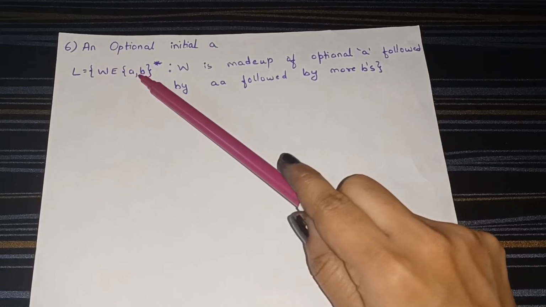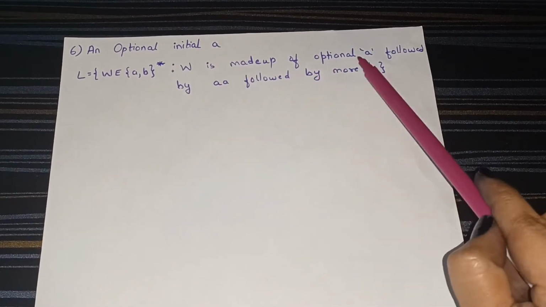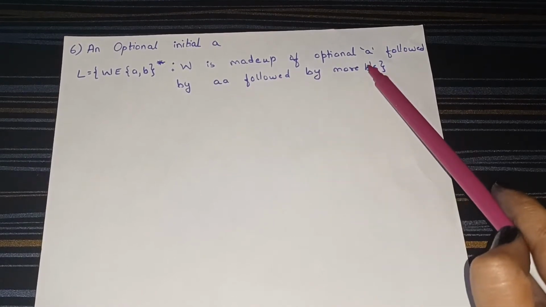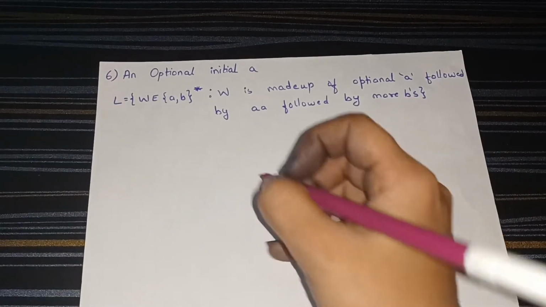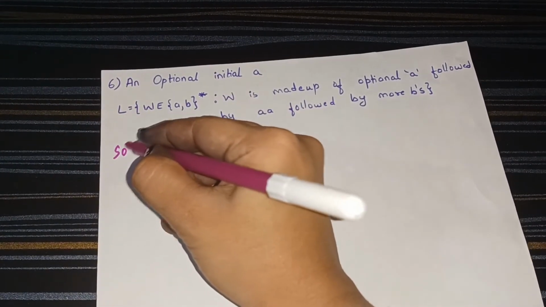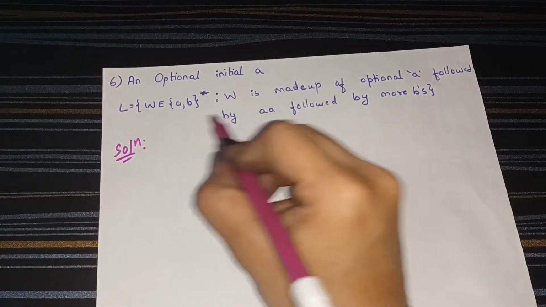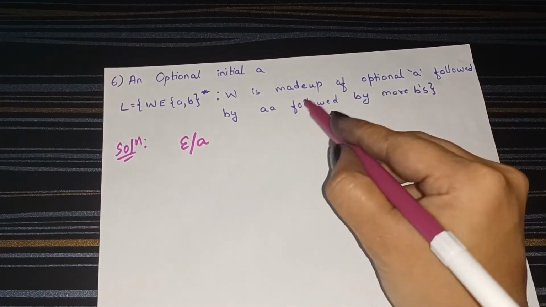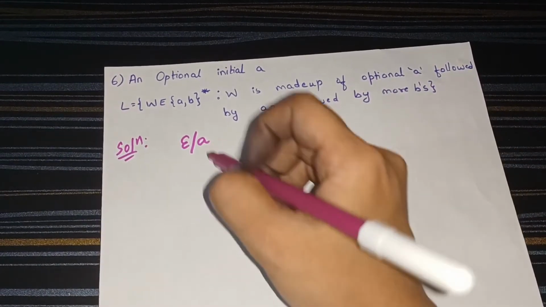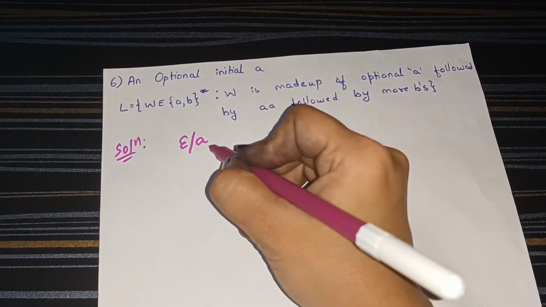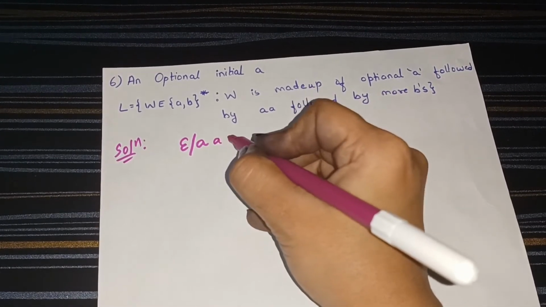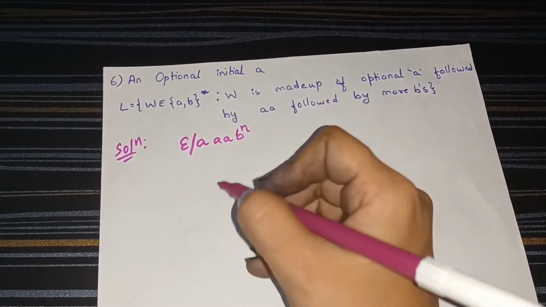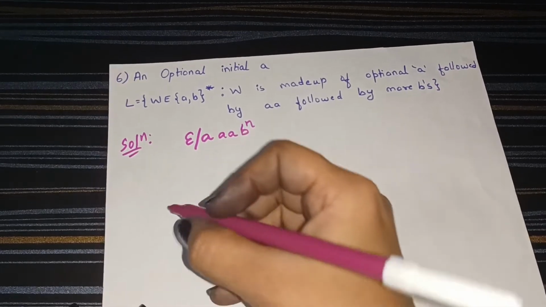The language is given as a string over {a, b}, and w is made up of an optional a, followed by a, and followed by more number of b's. Okay, then how can we form it? Here it is given, it can be epsilon or it can be an optional a. That means it can be epsilon or a followed by a followed by more number of b's, that means b raised to power n.